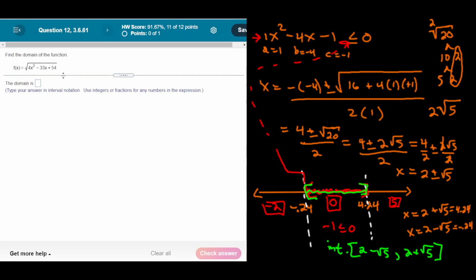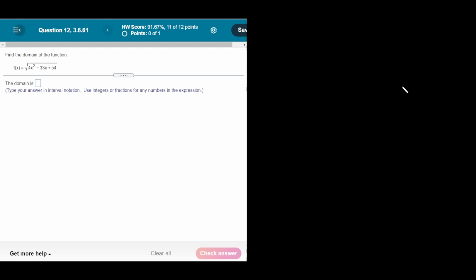Find the domain of the function. Okay, the domain of the darn function, eh? We got this. Don't worry, guys. They're just trying to scare you, guys and gals.